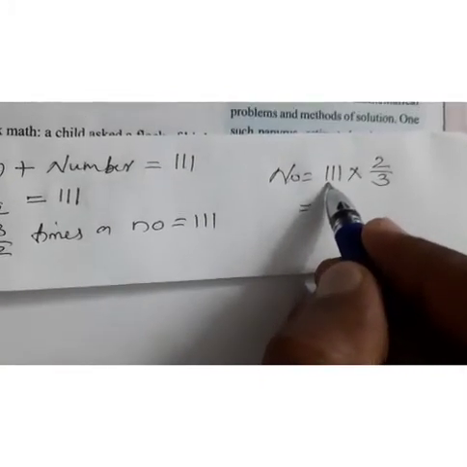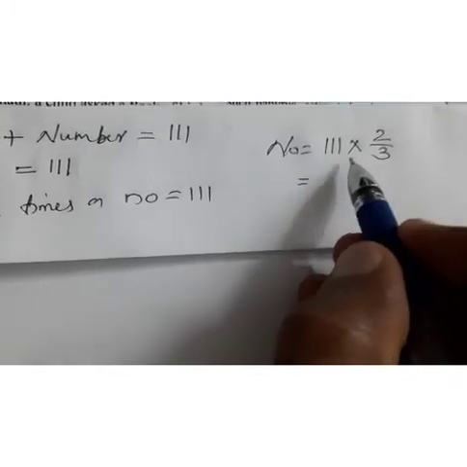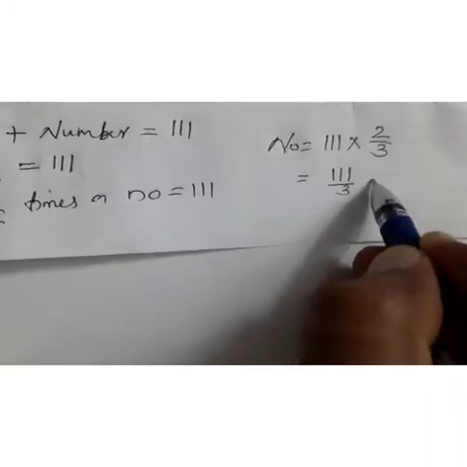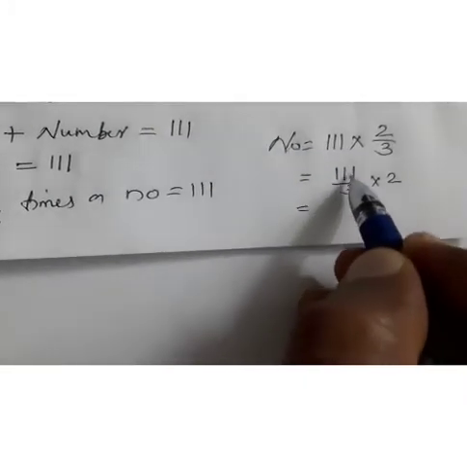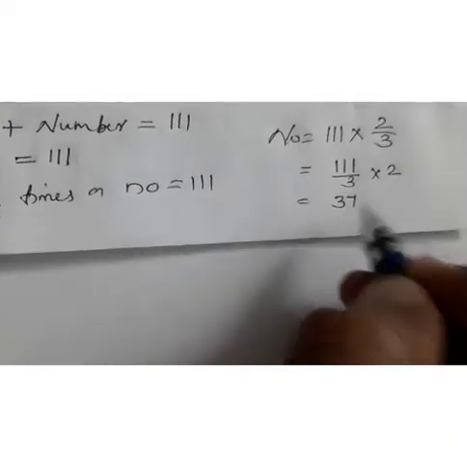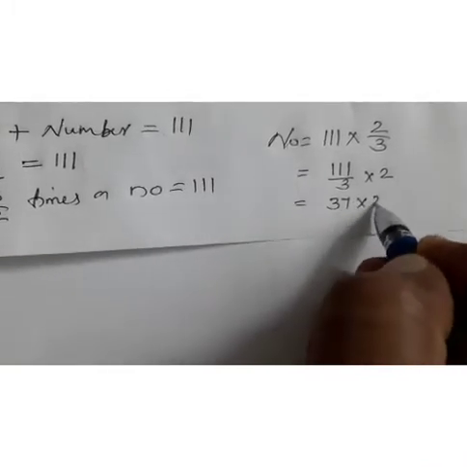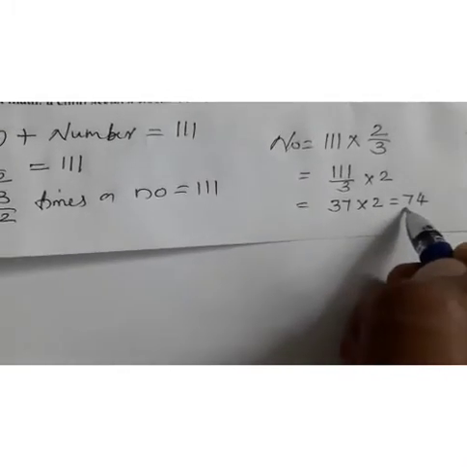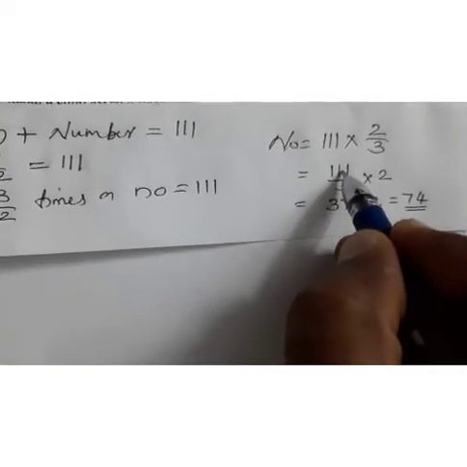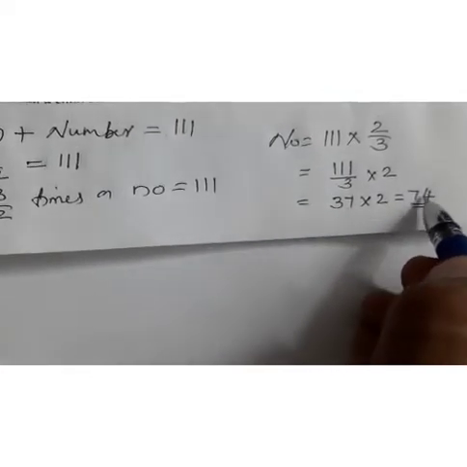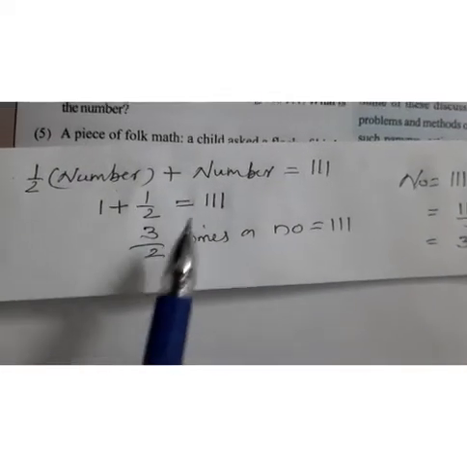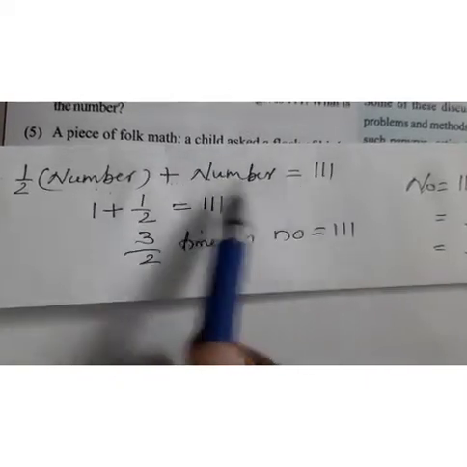111, you can divide by 3 because the last number is 1. So by 3 into 2 you can take. So if you divide by 3 you will get 37, into 2 will get 74. It is a multiple of 3, that is 37 into 3 is 111, and that should be multiplied by 2, will get the answer as 74.